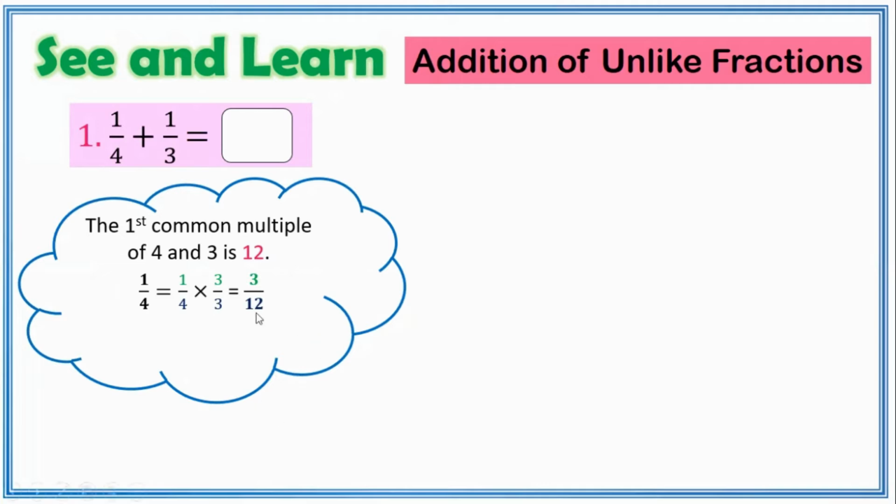So to make a denominator of 12, we need to multiply 1 out of 4 by 3 out of 3. So 1 times 3 is 3, 4 times 3 is 12. So 1 out of 4 or 1/4 is equal to 3 out of 12. So 1/3 must be multiplied by 4 out of 4. So 1 times 4 is 4, and 3 times 4 is 12. So 1 out of 3 is equal to 4 out of 12.